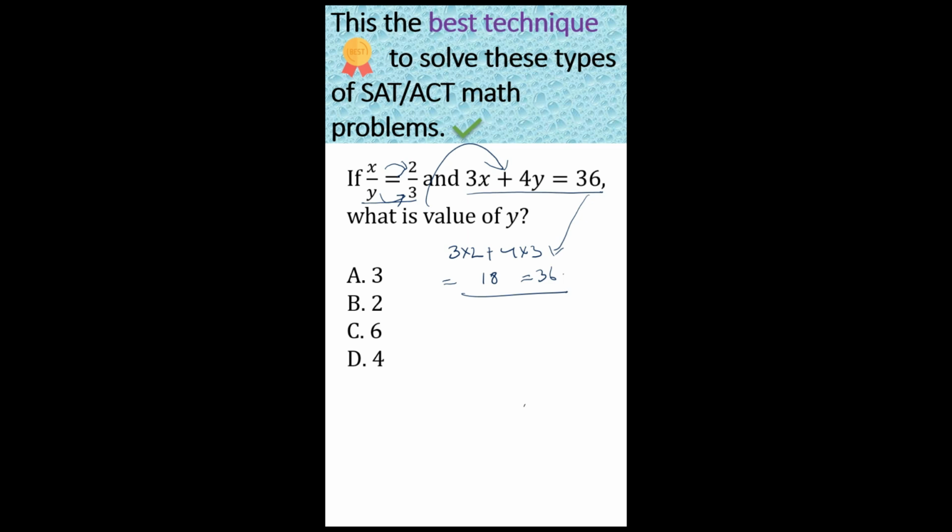How we can resolve this anomaly is by assuming that both x and y are in fact double of what we assumed. So if we assume that x equals 4 and y equals 6, and we put back these values in this equation, we will have 3 multiplied by 4 plus 4 multiplied by 6. So this will come as 36. And the RHS was also 36. What was asked? The value of y. So y equals 6 is our answer.